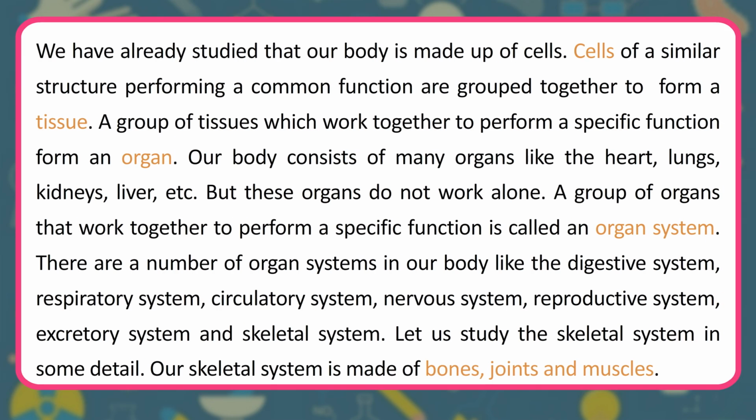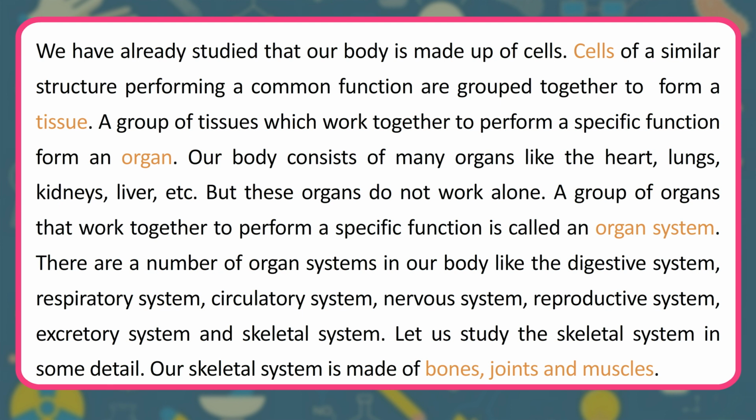We have already studied that our body is made up of cells. Cells of a similar structure performing a common function are grouped together to form a tissue. A group of tissues which work together to perform a specific function form an organ. Our body consists of many organs like the heart, lungs, kidneys, liver, etc. But these organs do not work alone. A group of organs that work together to perform a specific function is called an organ system.